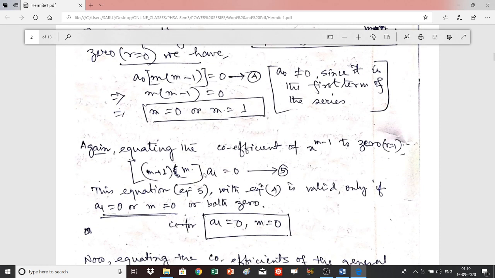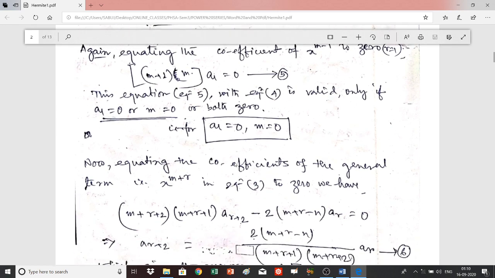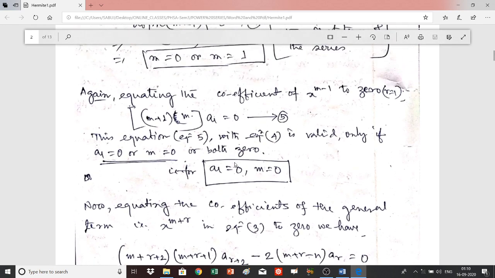If these two equations have to be satisfied by the values of m and a1, then either m should be 0 or a1 should be 0, or both should be 0. That means if m is equal to 0, or a1 is equal to 0, or both are 0, then these two equations will be satisfied simultaneously. So from here we have a1 equal to 0 or m equal to 0, or both equal to 0. This is the condition.